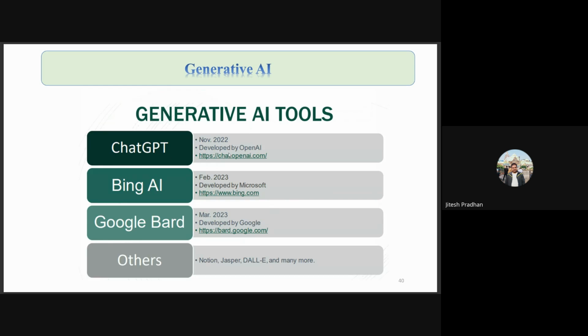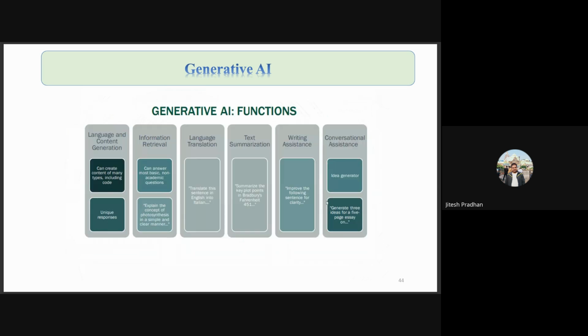Now, these are some common tools of generative AI. First is ChatGPT, we are all familiar with it. Then we have Bing AI, developed by Microsoft. It's just like ChatGPT, a question answering thing. Then we have Google Bard, developed by Google, and we have some other GPT models like Notion, Jasper, DALL-E, and so many other models.